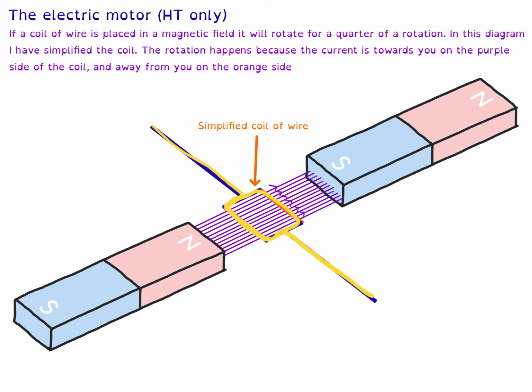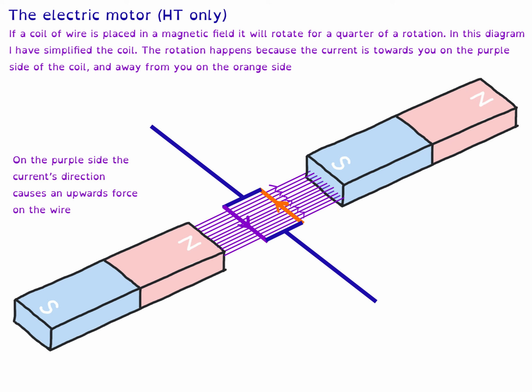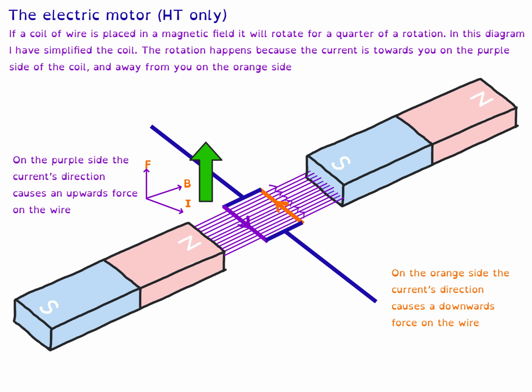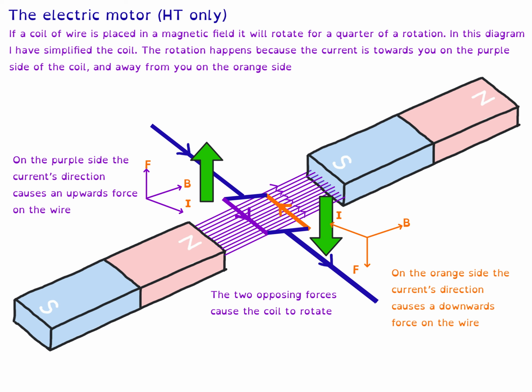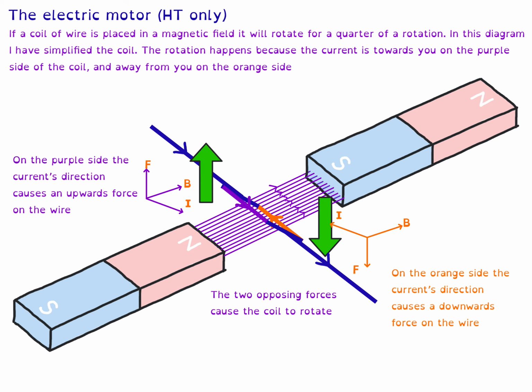and then comes out the other side. The rotation happens because the current is towards you on the purple side of the coil and away from you on the orange side of the coil. On the purple side, the current's direction causes an upwards force on the wire, and you can see this if you use your Fleming's left-hand rule. On the orange side, the current's direction causes a downward force on the wire, and again this can be shown using Fleming's left-hand rule. The two opposing forces cause the coil to rotate.